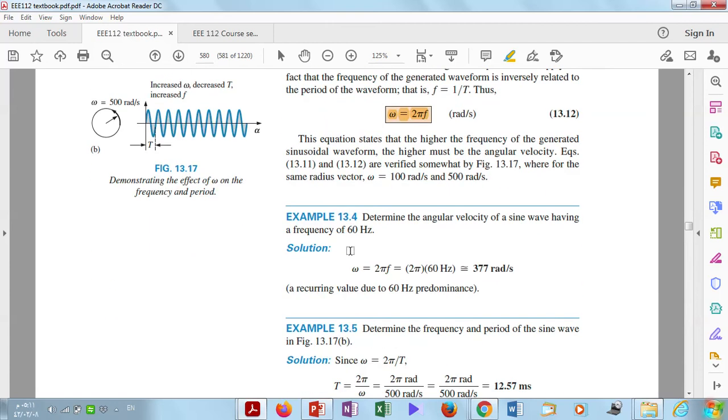Okay. Let us go through some direct examples. Determine the angular velocity of a sine waveform having a frequency of 60 Hz. Direct. We need angular velocity and we have the frequency. Multiply 60 by 2 pi, you will get 377. Pi here is in radians, meaning 3.14 when you use your calculator. 2 multiplied by 3.14 multiplied by 60, you will get 377 radians per second.